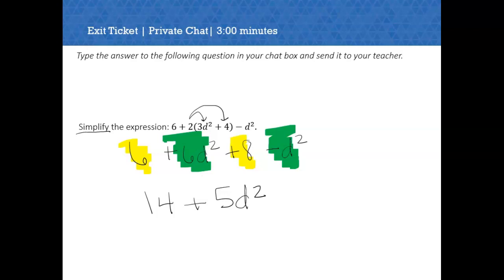And this is simplified because we cannot combine a 14 and a 5d squared because they are not like terms. So simplify means we're trying to take it as far down as possible. Generally, we need to get rid of the parentheses first by distributing, and then we can combine like terms.